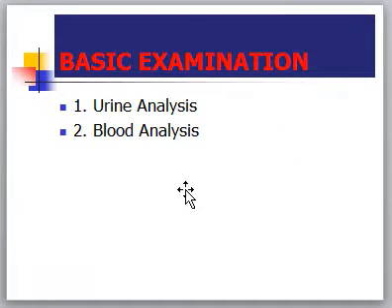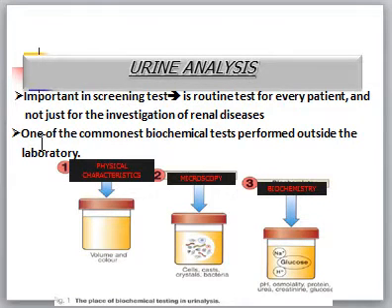Next, as a basic examination, there is urine analysis and blood analysis. So we have to know what urine analysis and blood analysis are, and how they are segregated. Urine analysis is an important screening test, routine for every patient and not just for the investigation of renal diseases.